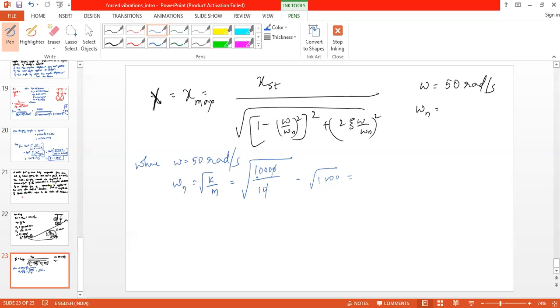31.62 radians per second is the omega n. So omega n is 31.62 radians per second.